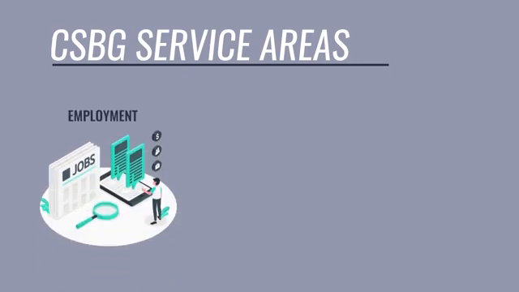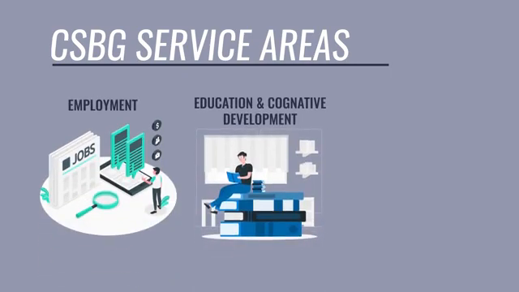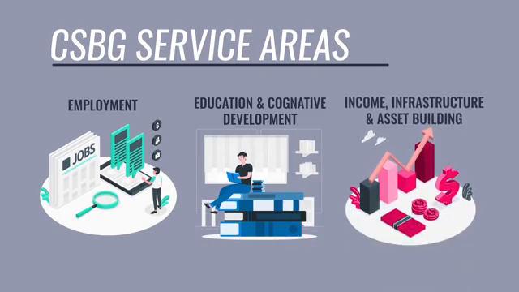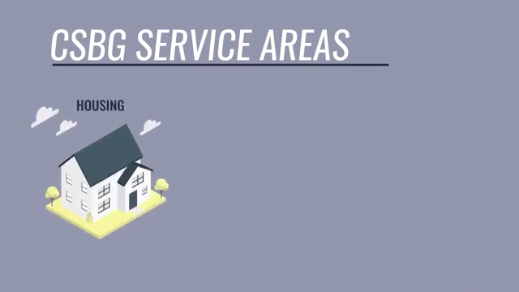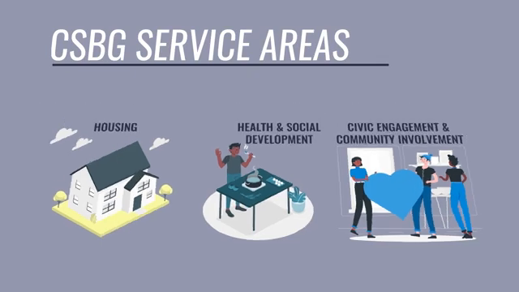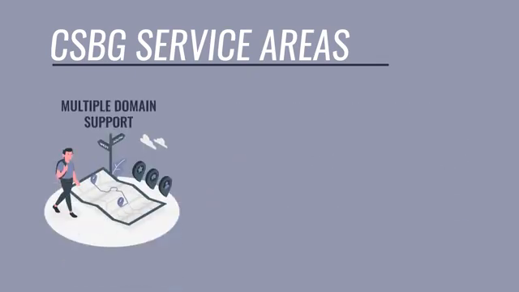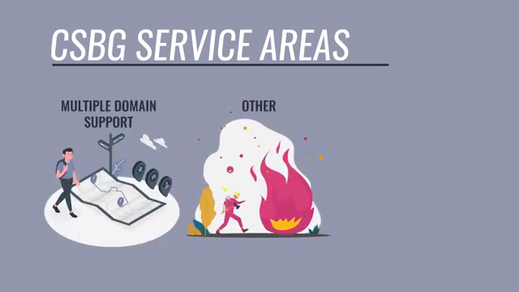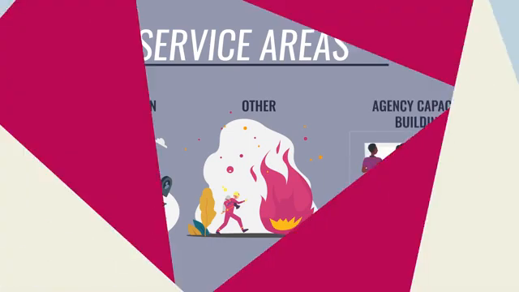CSBG funding is not only intended for certain recipients. There are also defined service areas it can be used for. Some of the major service areas are employment, education and cognitive development, income, infrastructure and asset building, housing, health and social behavior development, including nutrition, civic engagement and community involvement, services supporting multiple domains, other, such as disaster relief or emergency management, and agency capacity building.